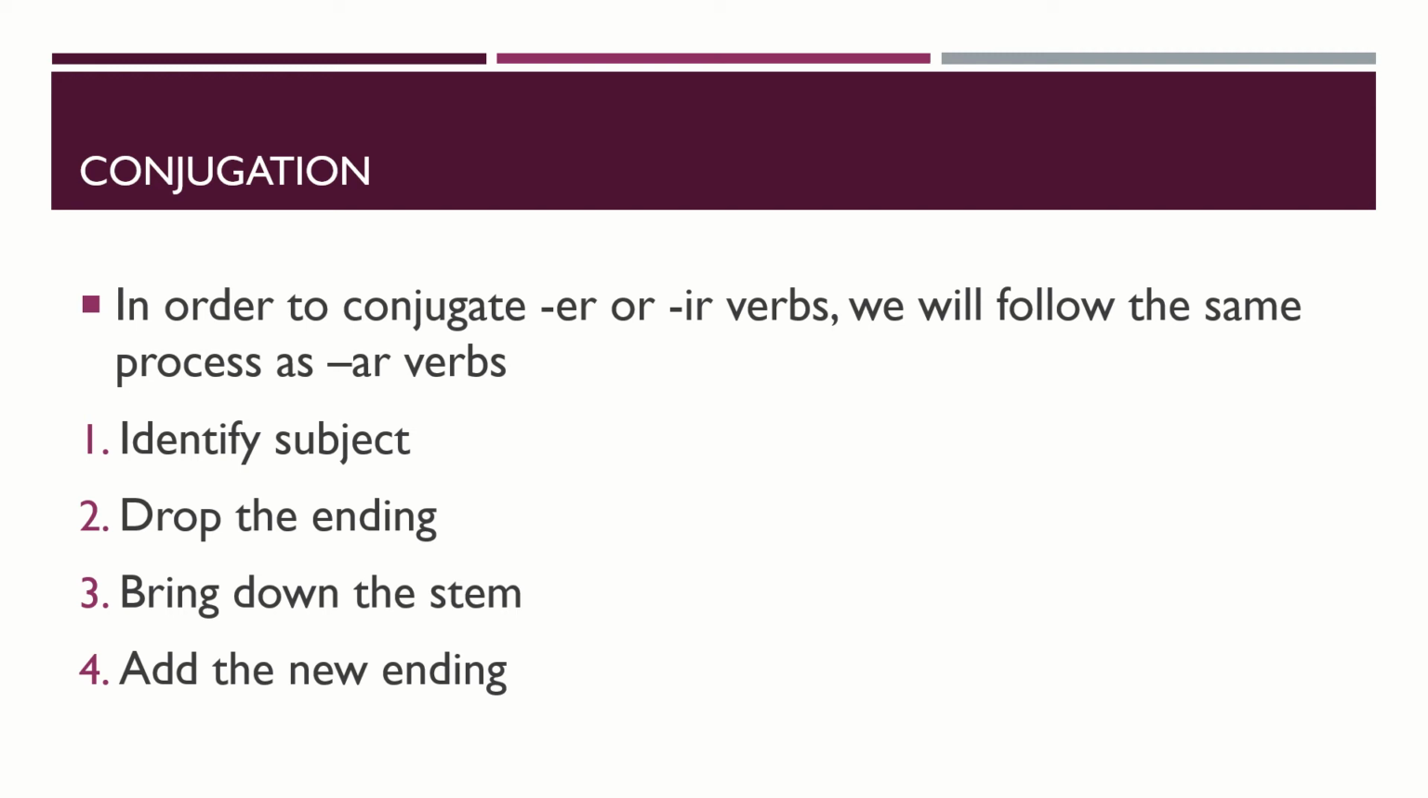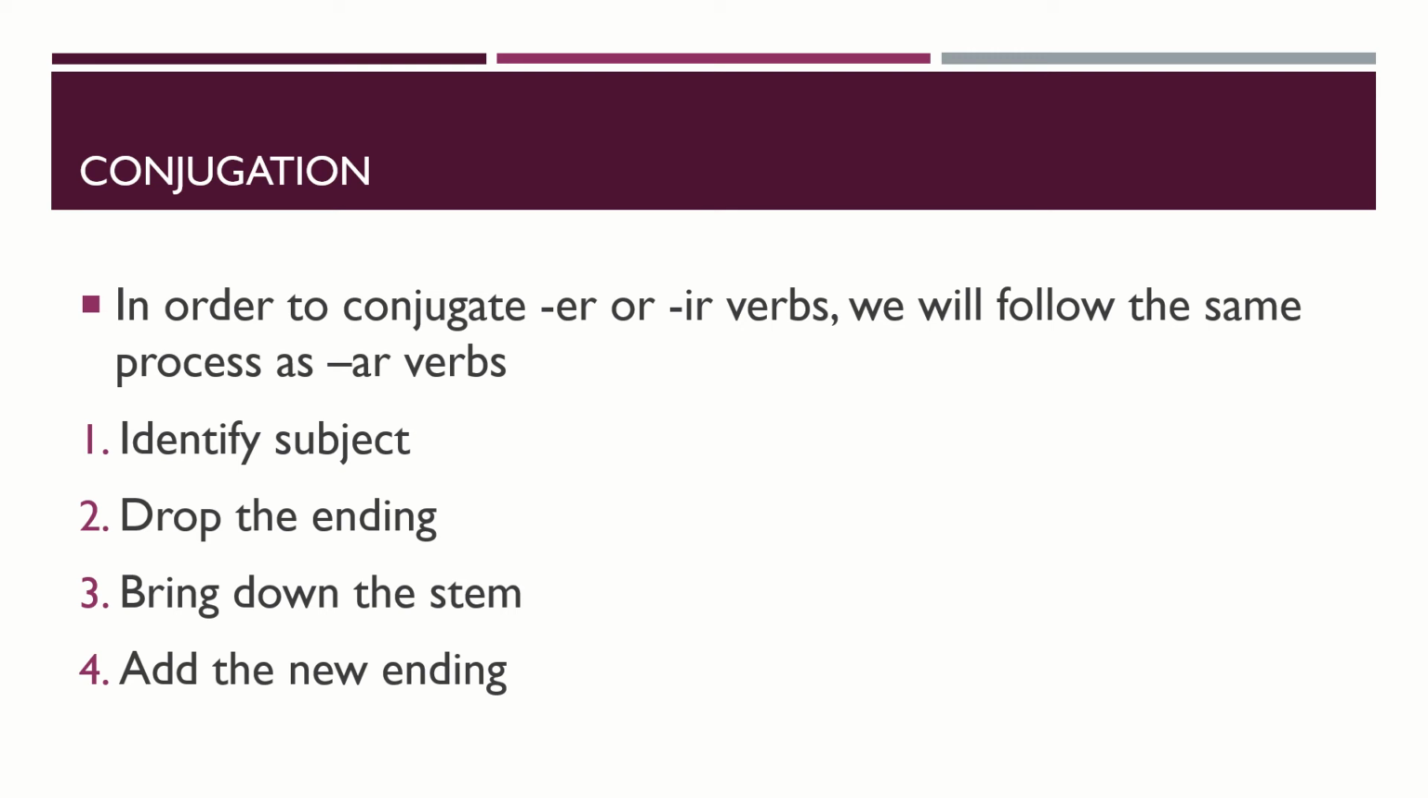After we've done that, we bring down the stem, or the part that's left. So if we're talking about maybe an AR verb that we already know, we have hablar, and we would drop the AR, which would leave us with habl, and that's what we're going to bring down. That is known as our stem. And then very last step is we're going to add in the new ending.